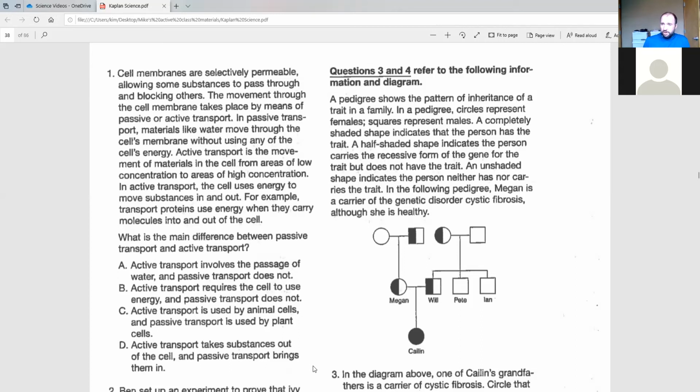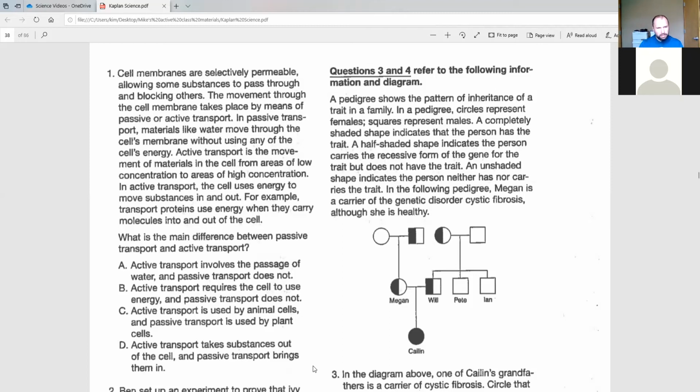Okay, so again, lots of reading, lots of stuff to kind of sift through. So just chip away at it, okay? The more we can make this question simple, the better off we're going to be. So first, let's just see if we can get rid of any of these options, right? One I think we can get rid of is C. Active transport is used by animal cells. Passive transport is used by plant cells. Nowhere in that paragraph do they ever mention animals or plants. It's not mentioned. So throw it out.